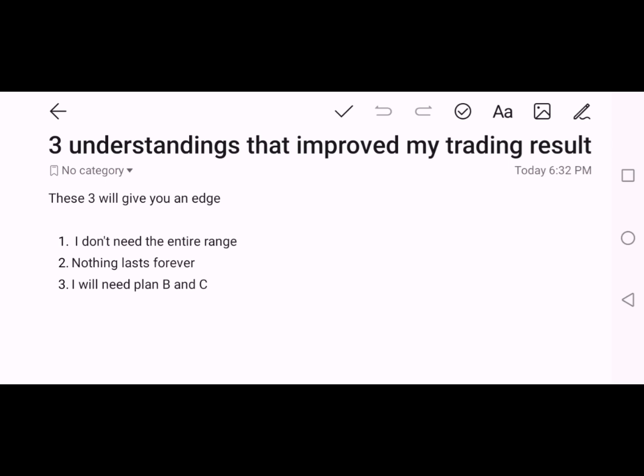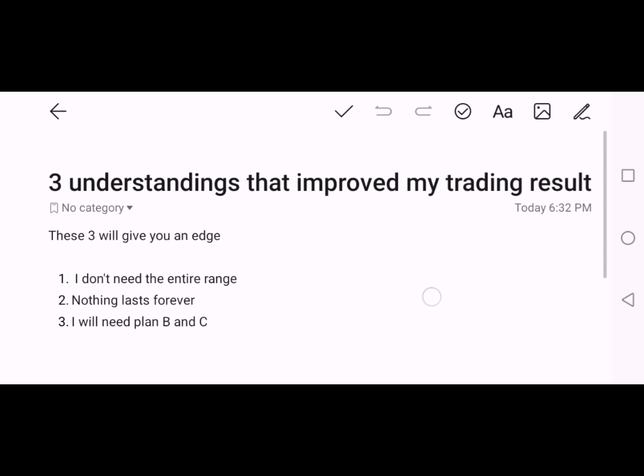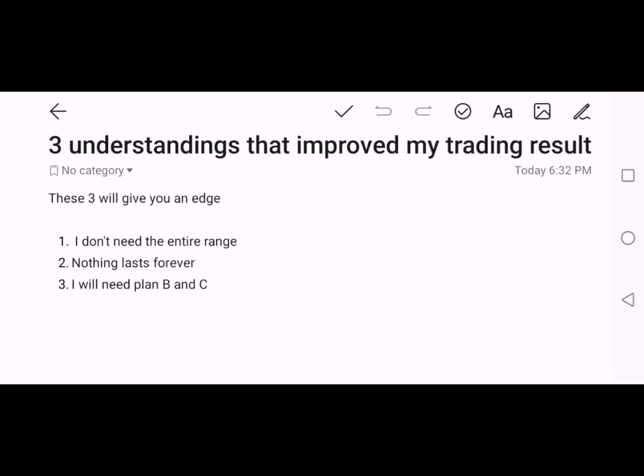And as we recap the 3 understandings that improved my trading result, these 3 will give you an edge. Number 1, I don't need the entire range. I can always take partials or maybe take profits at halfway points of the range, as long as that take profit makes sense in terms of monetary value or risk management. It is advisable that if you can take 1:3, then you're doing well. 1:2 is still okay, but 1:3 is even better.